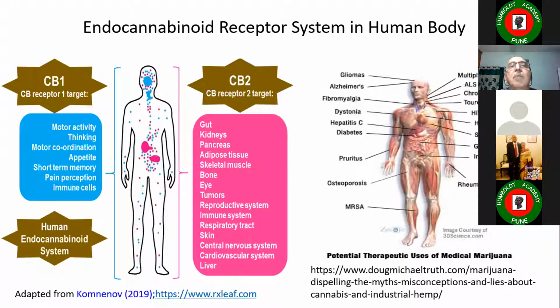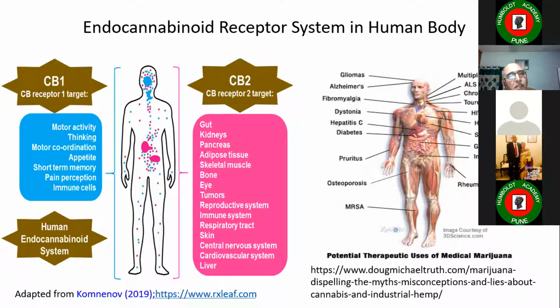Coming to the endocannabinoid receptor system in the human body, this is very critical. It's not very technical, but there are two types of cannabinoid receptors, CB1 and CB2. This is why it has such a large plethora of advantages in medicine, which we are going to look into. The CB1 receptor is mainly concentrated in the brain, the cerebral part. That is why THC acts on the cerebral part much more actively, and that's why you get the brain buzz and many other effects.